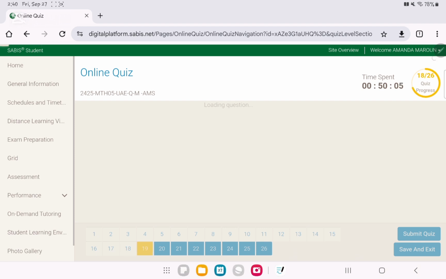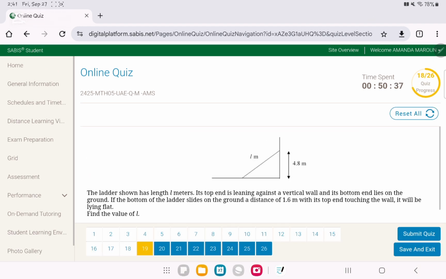Now, question number 19. The ladder shown has length of L meters. So this ladder, its length is L meters. Its top end is leaning against a vertical wall, so this is 4.8 meters. And its bottom end lies on the ground. We don't know how much this is, so we're going to put it as a question mark. They're saying, if the bottom of the ladder slides on the ground a distance of 1.6 meters, with its top end touching the wall, then it will be flat.